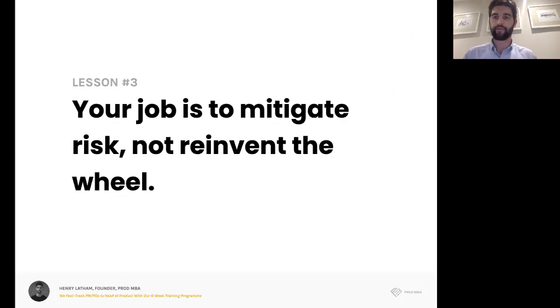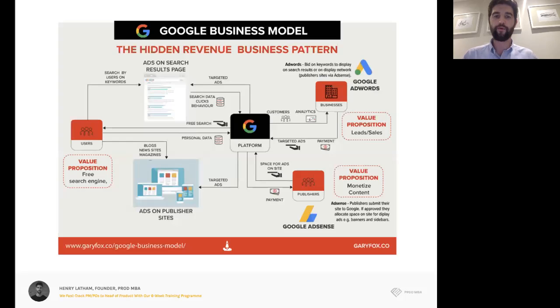Lesson 3. Remember that your job is to mitigate risk, not reinvent the wheel. We always try and overcomplicate things. We think a business or a new product must necessarily be really complex and clever to succeed. Think of Google, and it's the kind of thing that's taught in most MBAs, these kinds of case studies. We think we need distinct product lines funding different B2B product models that are leveraging a B2C customer base to fuel growth, using AI and data sets to improve things, etc., etc.